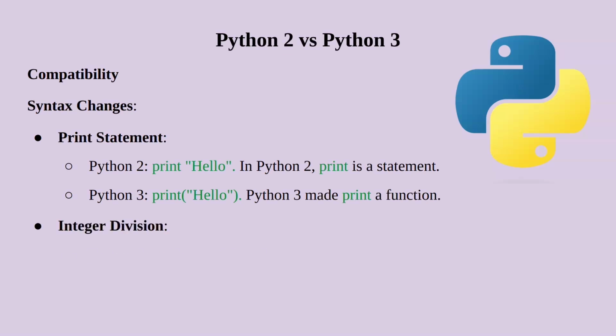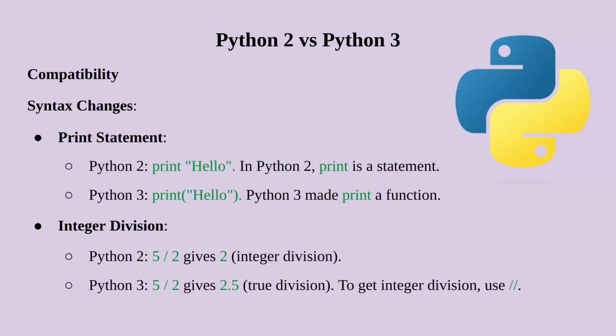Integer division. In Python 2, 5 by 2 would give us 2, which is not the correct answer. Python 3 rectifies this and gives us 2.5. To get integer division in Python 3, we have to use double slashes instead of a single one.